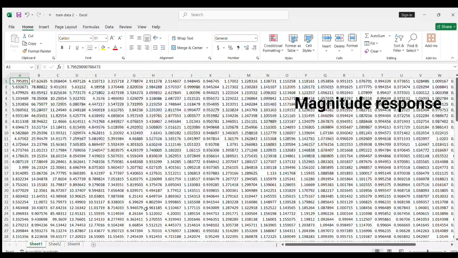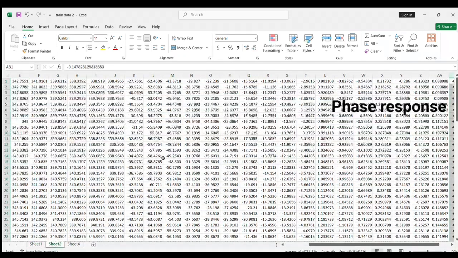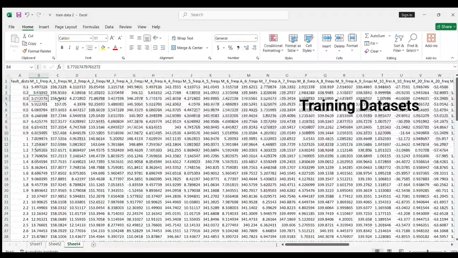After running the code, we get two datasets. One is for the magnitude response of the system and another one is for the phase response of the system. Both the responses are then combined to form the training dataset, which is the final one.